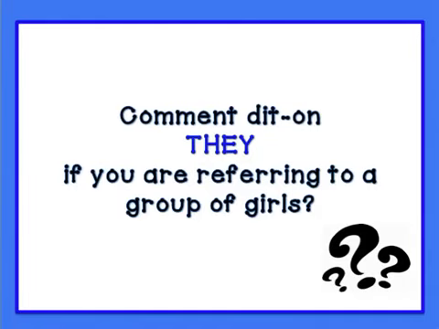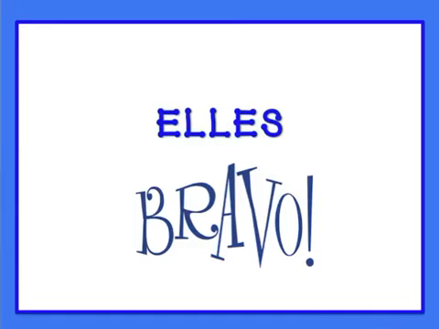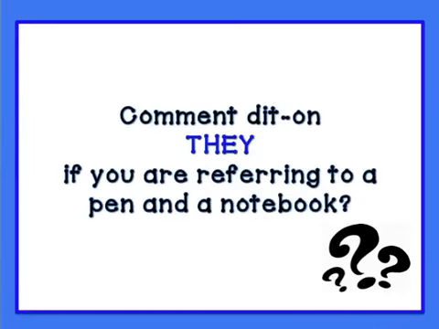Comment dit-on they if you are referring to a group of girls? You say elles. Elles. Très bien. Comment dit-on they if you are referring to a pen and a notebook? Again, are they masculine or are they feminine? A pen and a notebook. Un stylo, a pen. Un cahier, a notebook. They both happen to be masculine. We say ils to mean they.